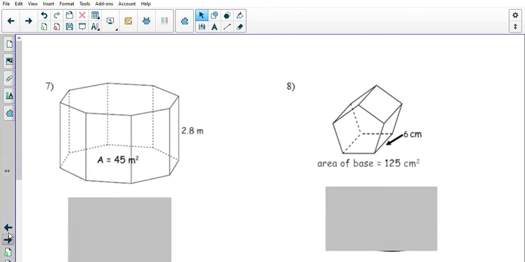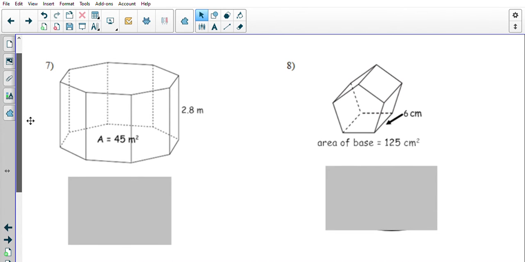All right, so number 7 is an octagonal prism, I believe. Let me double check. 1, 2, 3, 4, 5, 6, 7, 8. Yeah, we've got an octagon on the top. We've got an octagon on the bottom. They're parallel to each other. So this is an octagonal prism, which is also considered a polygonal prism.